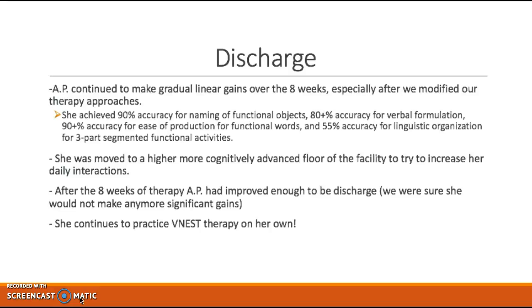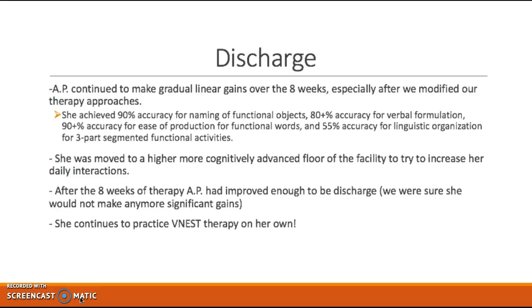So AP was discharged from speech therapy, and she was also moved to a higher, more cognitively advanced floor where she could interact better with the other residents. And she was now able to eat lunch in the main dining hall. She didn't need to eat on her floor anymore. And we noticed that once she switched floors, again, her speech began to increase. Her intelligibility was increasing. She was talking more.